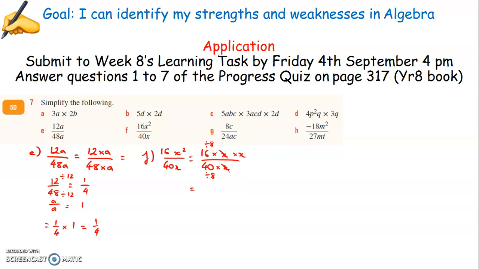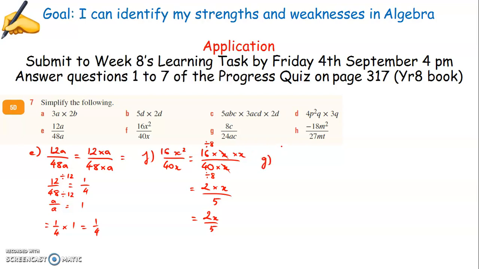And so at the top, what do we have left? 16 divided by 8, how many times can 8 go into 16? That's 2. So 2 times x, that's what I have left at the top. What do I have left at the bottom? 40 divided by 8, and that's 5. So our answer would be 2x over 5.